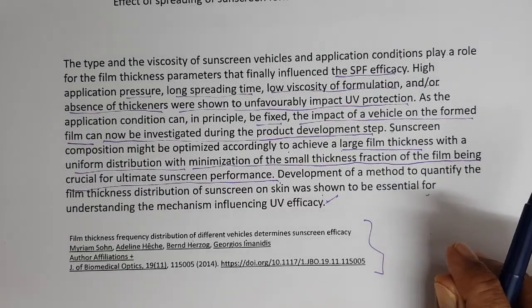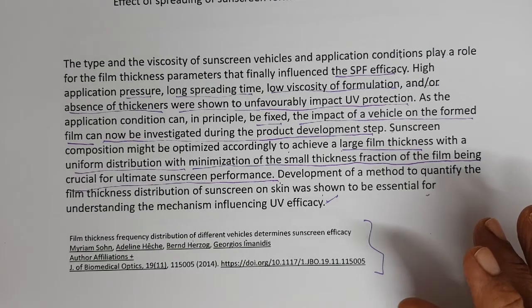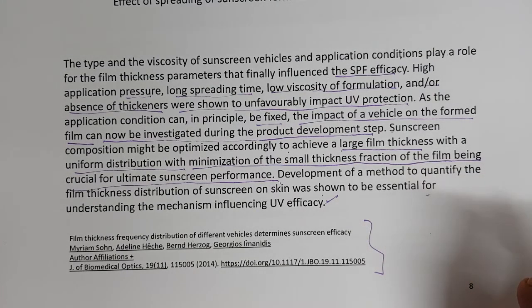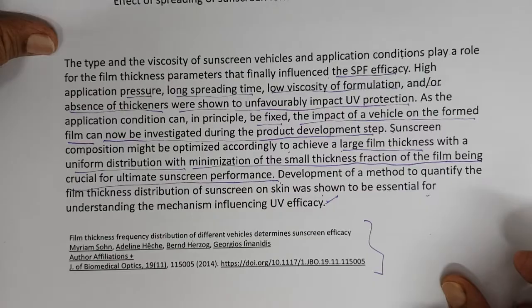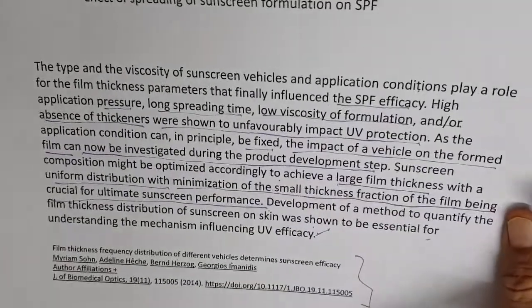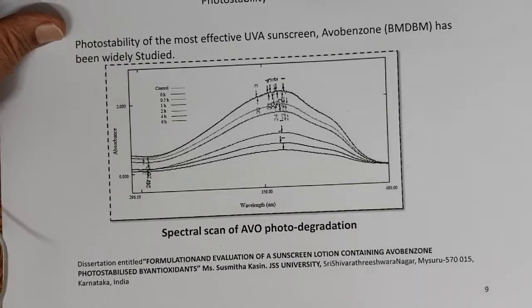Basically, the formulation is very, very important. The polymers used in the formula, then the solvents used in the formula to solubilize sunscreens, the spreading of the sunscreens, the rheology of the sunscreen formulation, and the thickness of the film it leaves on your skin. All these aspects are very, very important to have optimum efficacy of the sunscreen formulation.